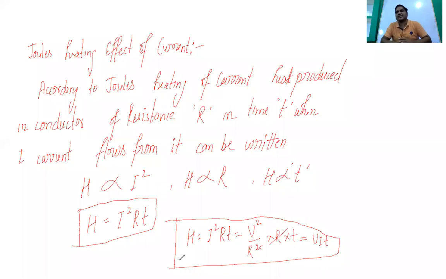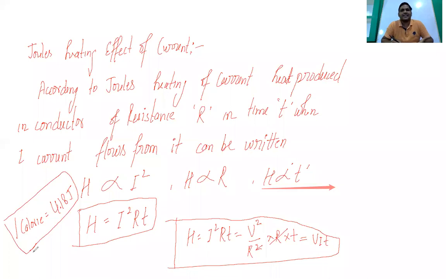Sometimes calorie is given, so you should remember 1 calorie is equal to 4.18 joules. Whenever it is given in calorie, you can convert it into joule. So let's take one question on the basis of this, to see how we can calculate these things, and then we'll see the practical application of heating effect of electric current. Is it clear to all of you?